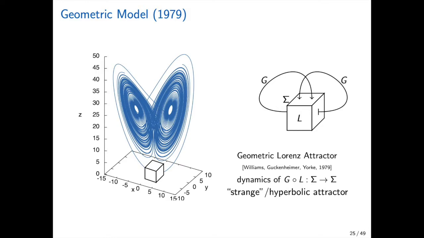And in this geometric model, there is some closed form expression for how solutions flow from the right back to the top, this G. So this is just some easy analytic expression, which made it possible to analyze the dynamics of this composition G of L. So they could prove that the dynamics of this thing is a strange or hyperbolic attractor.